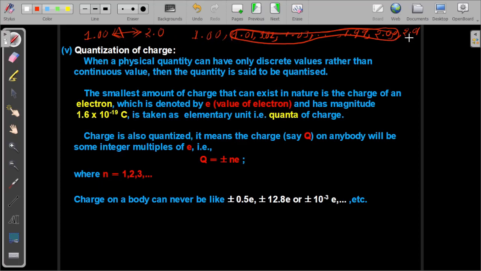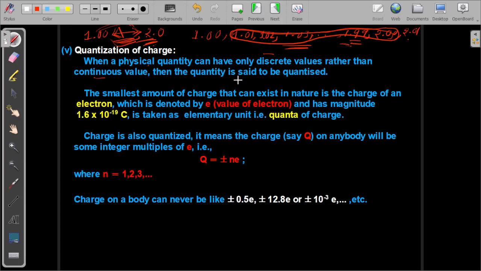Earlier, the 2 came after 1.99, and that 1.99 came after 1.98, like that. Continuously the numbers were coming. This time the number is directly jumping. It has a discrete value, a completely separate value. So this is called discrete, and you have understood continuous. If a physical quantity has such discrete values, then the quantity is said to be quantized.